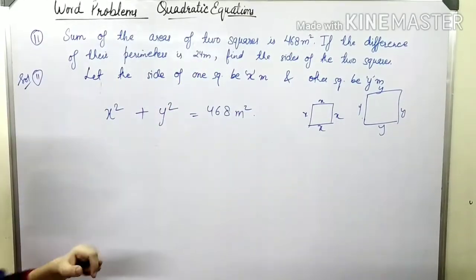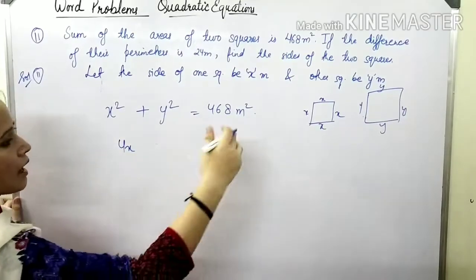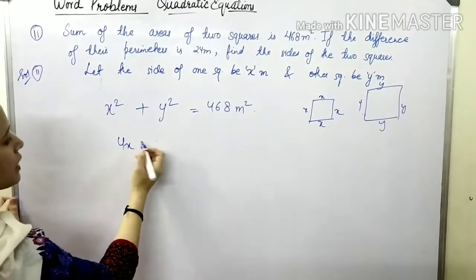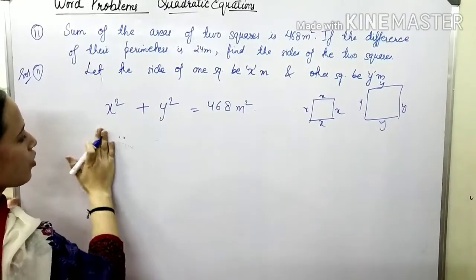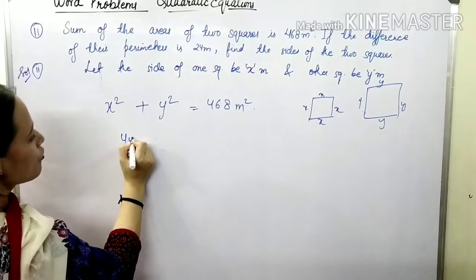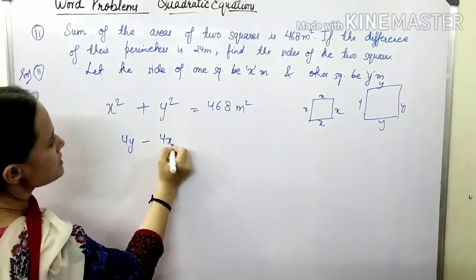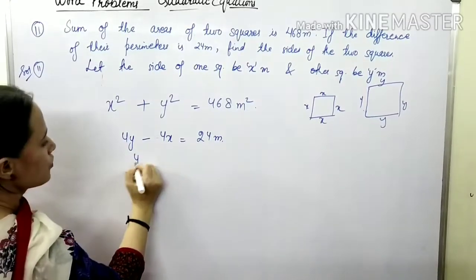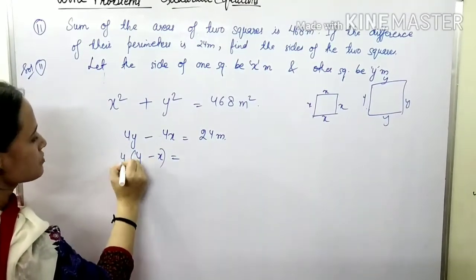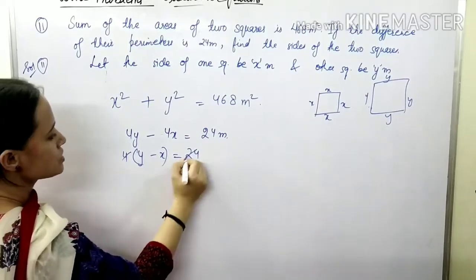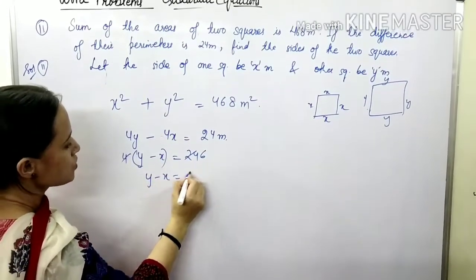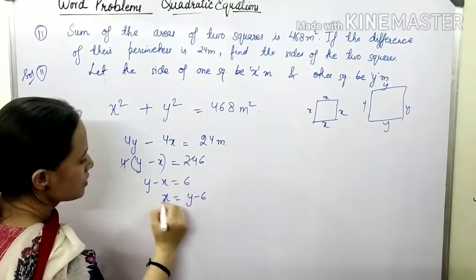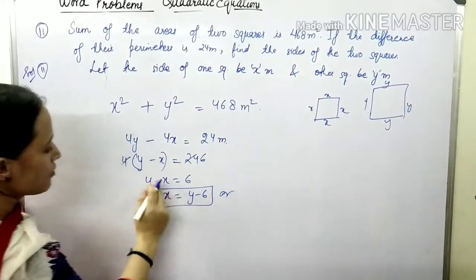What is the perimeter of a square? 4x and the other one will be 4y. The difference is 24 meters. If I take 4x as the greater one, or according to the figure if 4y is the greater one, so 4y minus 4x will give us 24 meters. Now we got the equation. I can further simplify it so that calculations are easier. y minus x is equal to 6. So the value of x we are getting is y minus 6, or you can find the value of y from here.